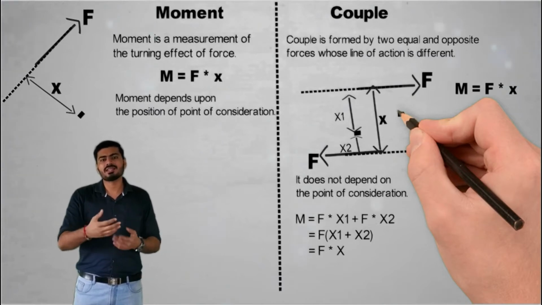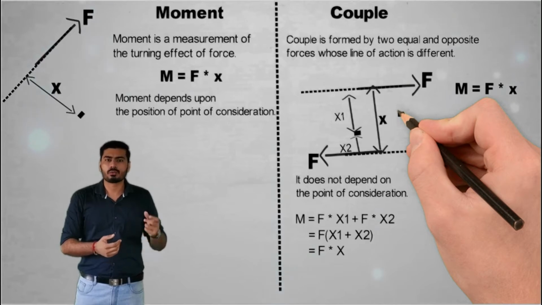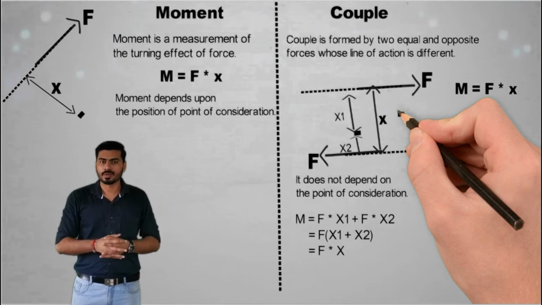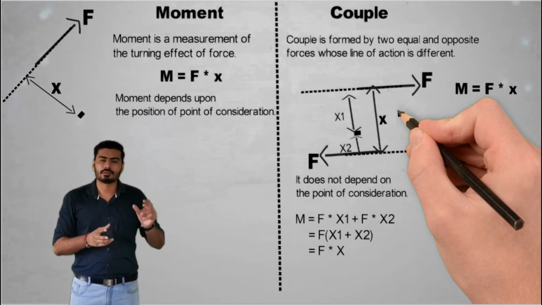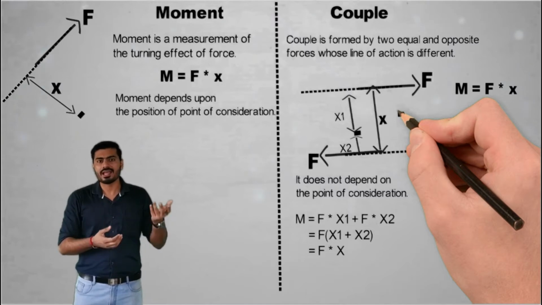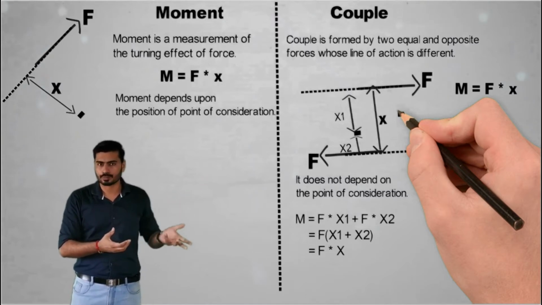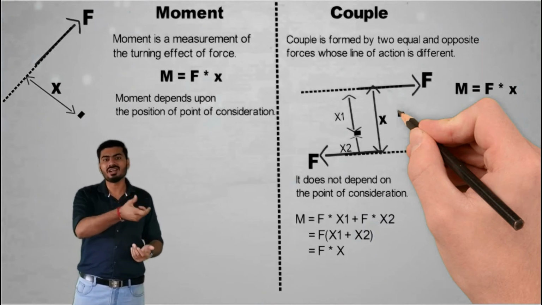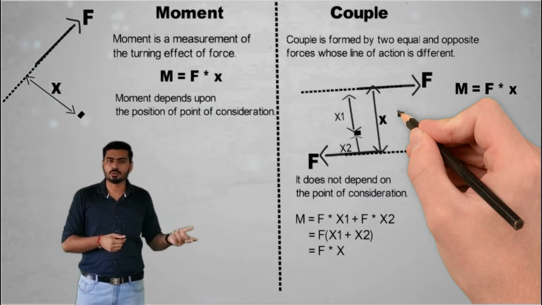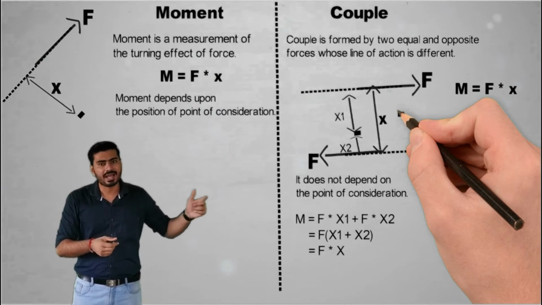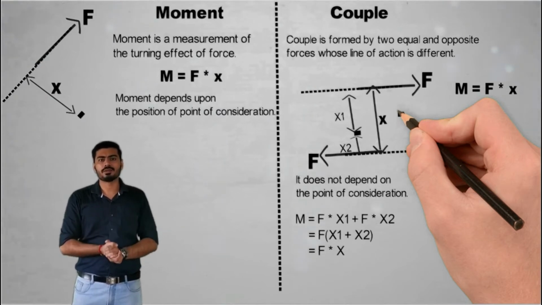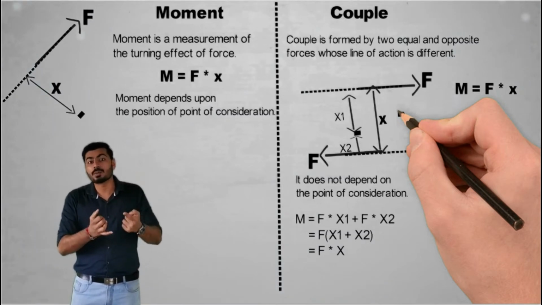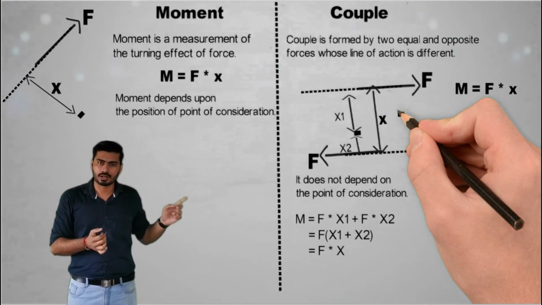Now as you can see in this equation, both the forces, upper and lower, are the same, and that's why we can take F out as common. If you take it out as common, then our simplified equation would look like F into (x1 plus x2). Now, the summation of x1 and x2 is nothing but x, so x1 plus x2 can be replaced by x. So our final moment answer will be F into x. So we have calculated the moment using the principle of moments for this point of consideration.